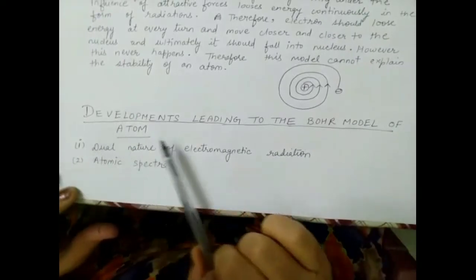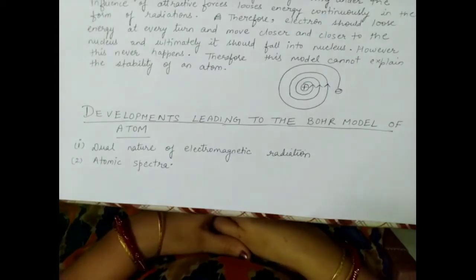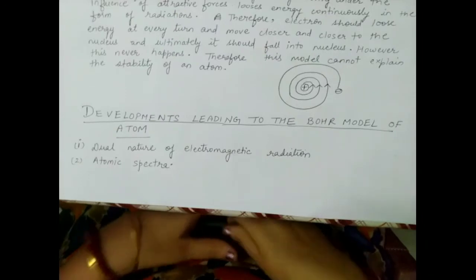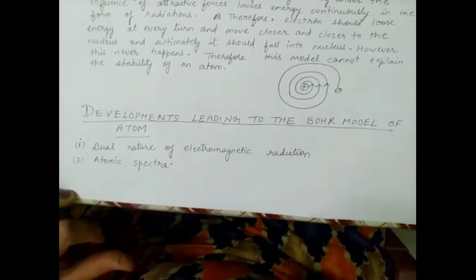Now, developments leading to Bohr's atomic model. The next model of the atom was Bohr's atomic model. Between the Rutherford model and the Bohr model, several developments were going on. So before starting with Bohr's atomic model, we have to understand those developments, which contributed a lot in explaining the drawbacks of the Rutherford model, and in the improvement of Bohr's atomic model. First we'll understand those developments, and afterwards we'll take Bohr's atomic model. The two developments were, first, the dual nature of electromagnetic radiation, and second, atomic spectra. One by one we'll take these two topics and understand them.